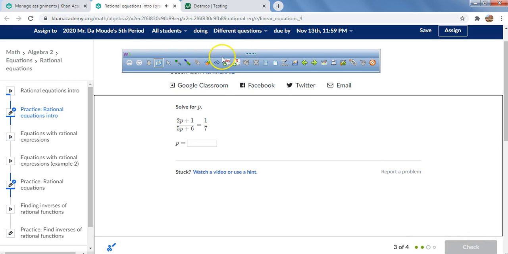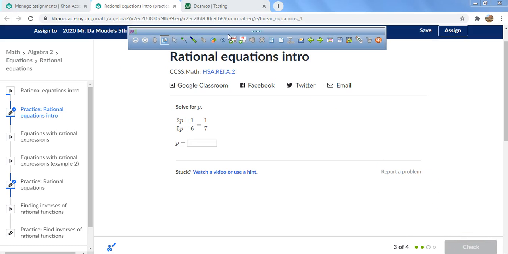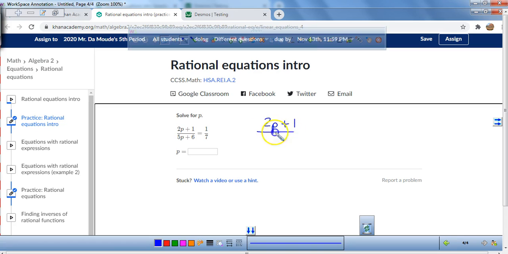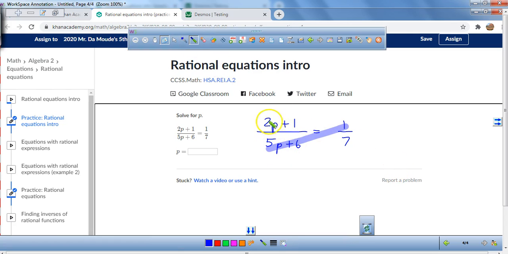All right, got another one. I like this one. A little bit more complicated. So I'll write this one a little bit bigger. We've got 2 times p plus 1 over 5 times p plus 6 equals 1 over 7. So let's do a little cross multiplication. Cross products are always equal.